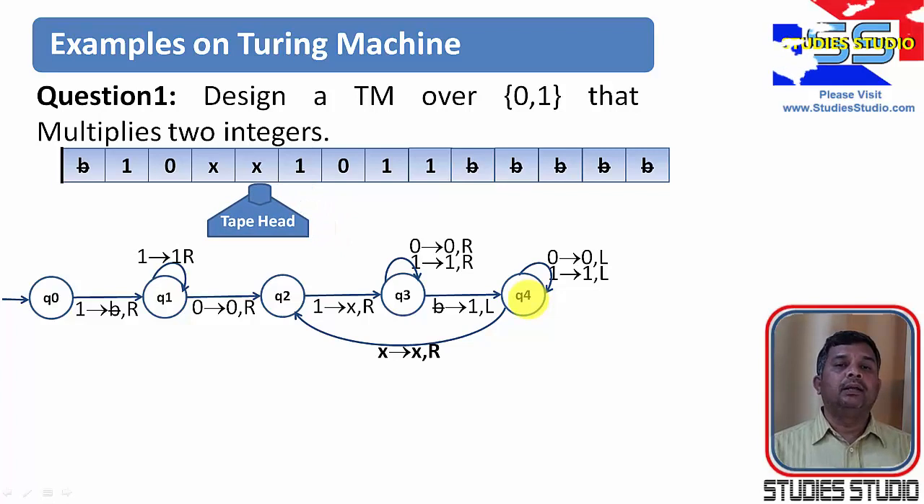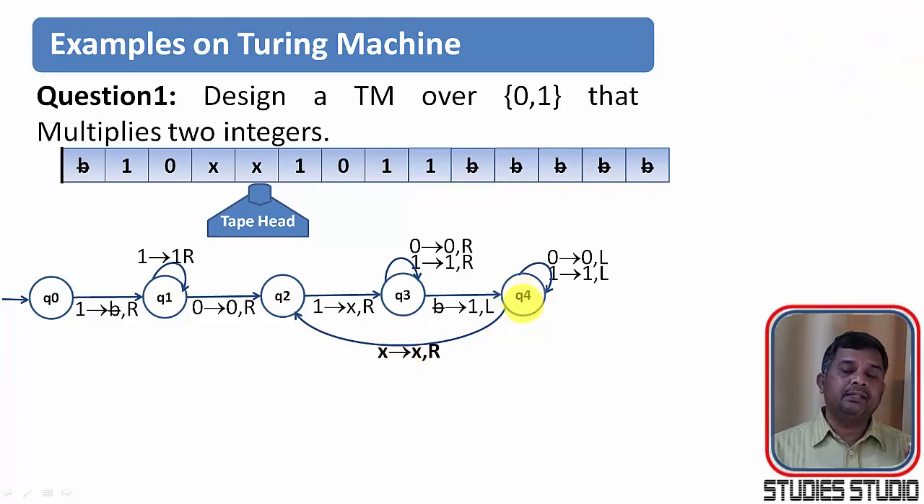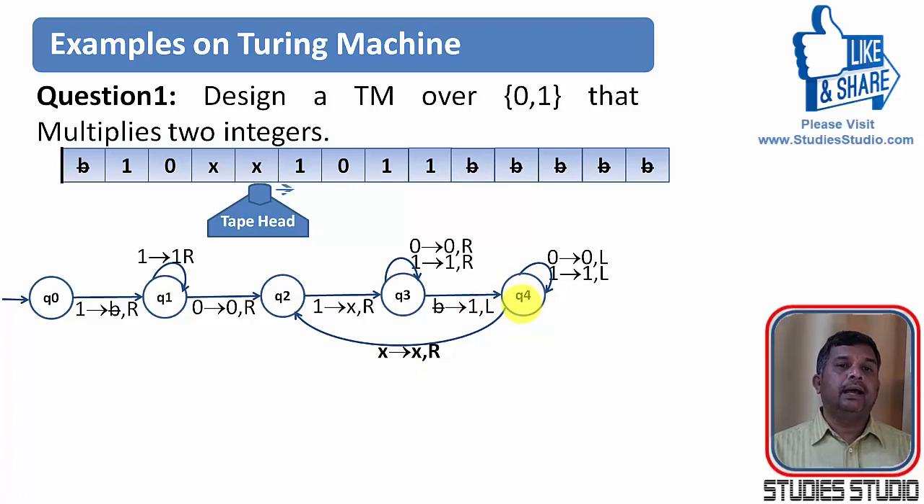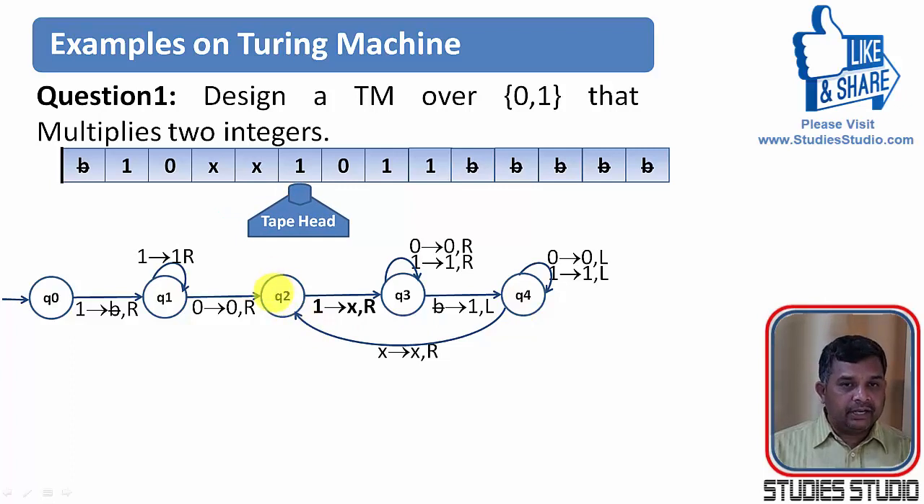Now I got input symbol X and I'm at state Q4. So what I'm going to do? I'm going to write X onto it and move right towards it. Now I'm at state Q2.